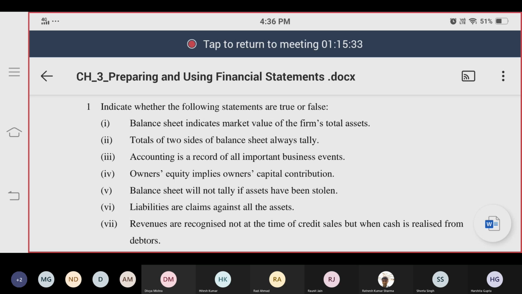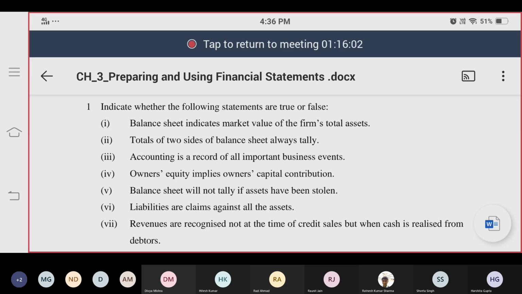Okay, then accounting is a record of all important business events. Who can tell me whether this is true or not? Accounting is a record of all important business events. Ratnesh, you don't tell, someone else can tell me. Arka, do you want to attempt answering this? True.